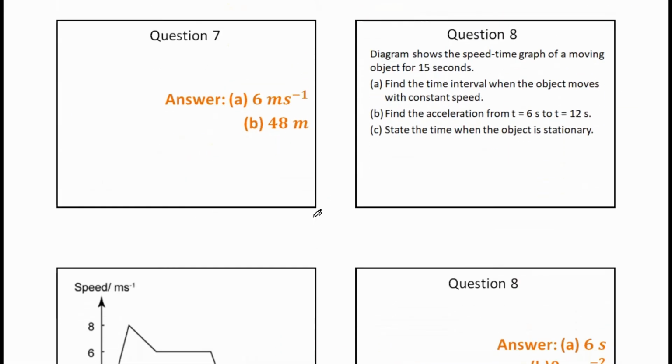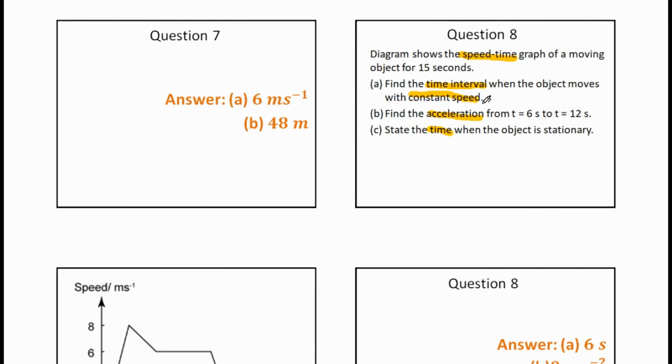8. Diagram shows the speed against time graph of a moving object for 15 seconds. Okay, highlight the keyword: speed against time. A: Find the time interval with constant speed. B: Find the acceleration. C: State the time when the object is stationary.